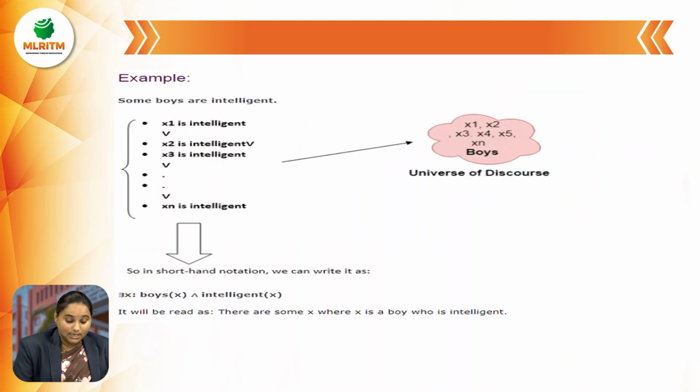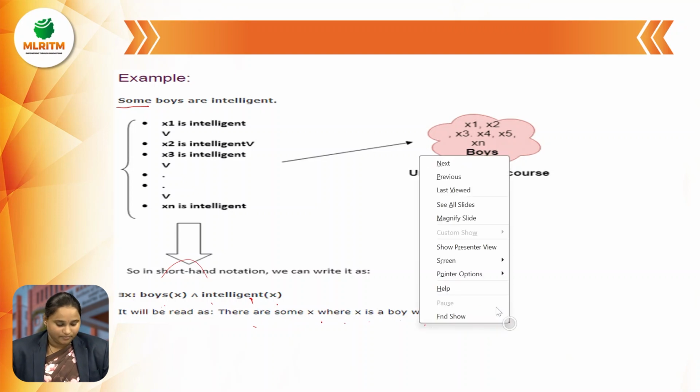This is the example: some boys are intelligent. We have many boys, but we are describing only some boys who are intelligent. There exists X. Who are the X? Boys. We are describing boys, and among the boys, those who are intelligent are the only ones we are taking: intelligent(X). There are some X where X is a boy who is intelligent.